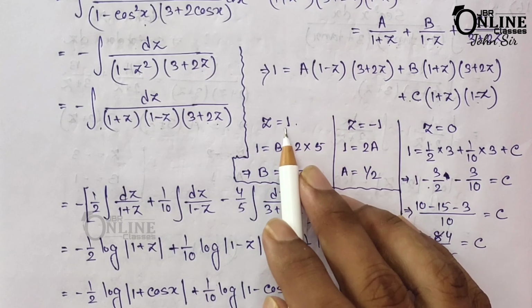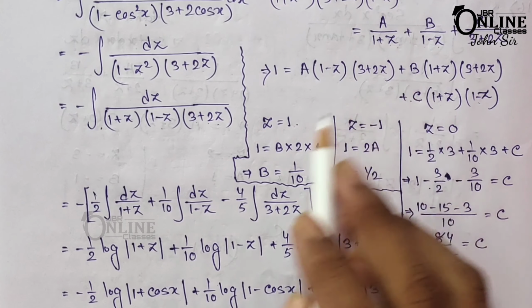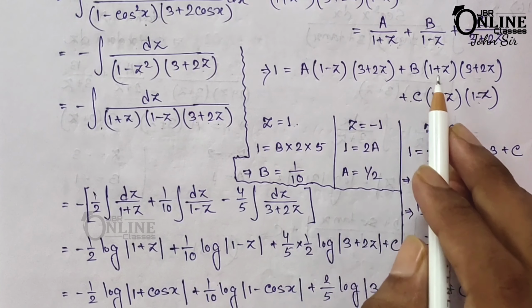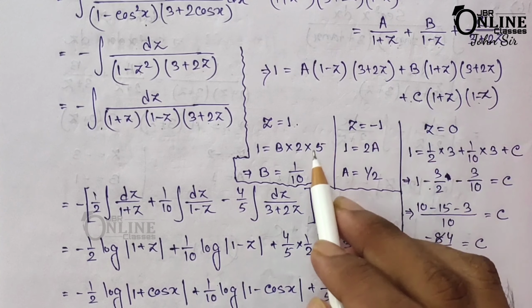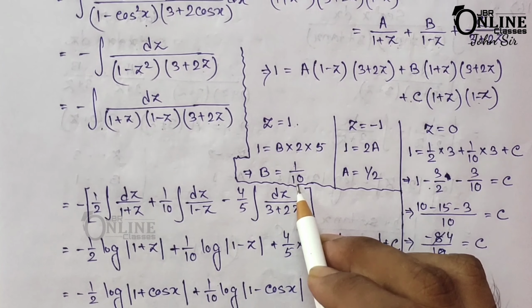So if z equals 1, then this one equals 0, that means the whole portion will be 0, and this portion will also be 0. That means only b will remain in this equation. In the left hand side you have 1, and here z equals 1 means 1 plus 1, so 2, and 3 plus 2, 5. So b equals 1 by 10.